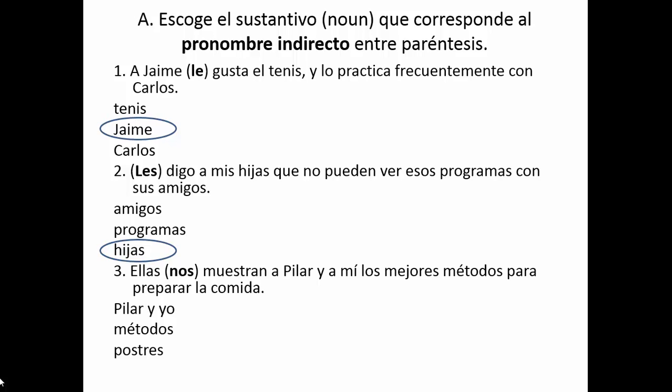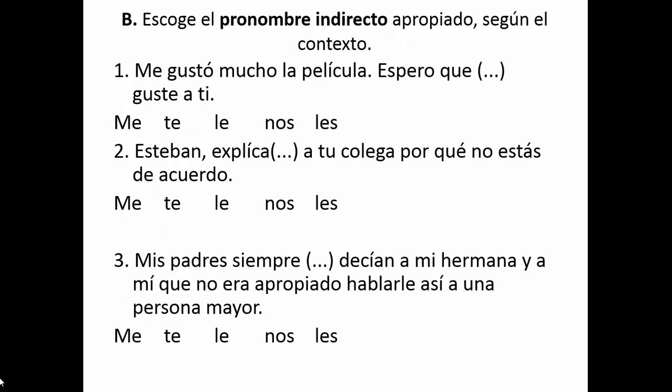Number 3, ellas nos muestran a Pilar y a mí los mejores métodos para preparar la comida. She demonstrates to Pilar and me the best methods to prepare the food. She demonstrates to whom? To Pilar and me. So, in this situation, Pilar y yo is what the indirect object pronoun is referring to.